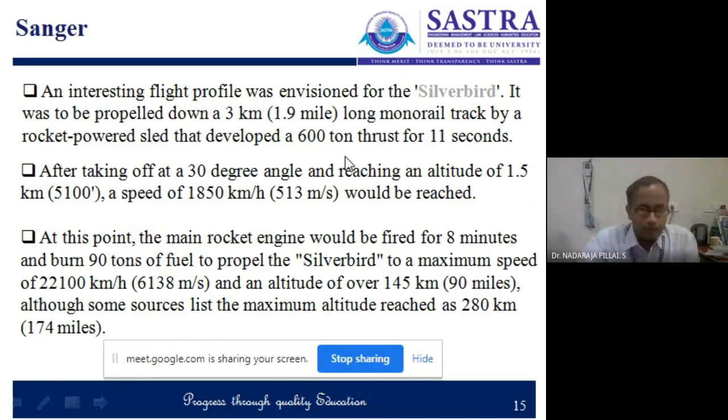Right? So 6,138 meters per second, you can calculate the Mach number. Right? And the altitude of 145 kilometers, and some sources say that this can go up to 280 kilometers altitude.